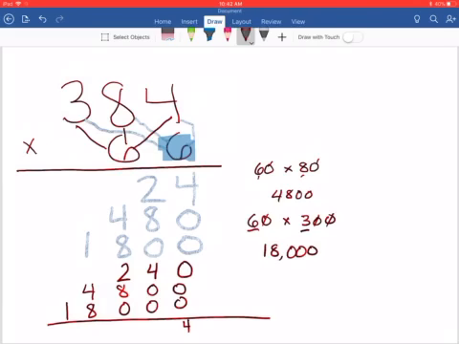And then once again, you just add up. 4, 2 plus 8 is 10, plus 4 is 14. 4 plus 1 is 5, 13. 14, 15, plus 8 is 23. 2, 3, 7, 15. 25,344.